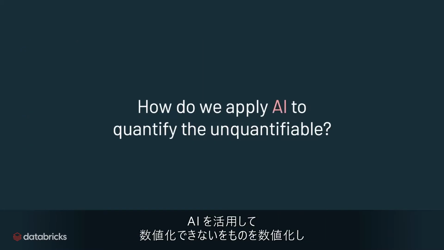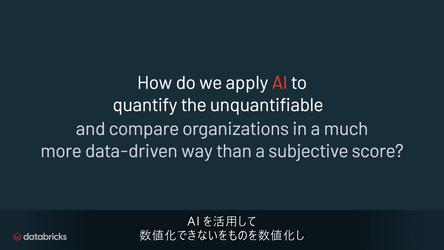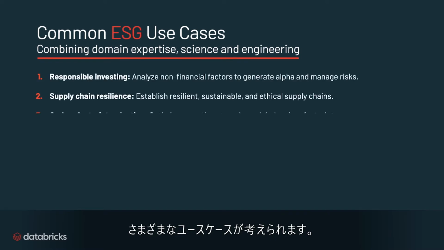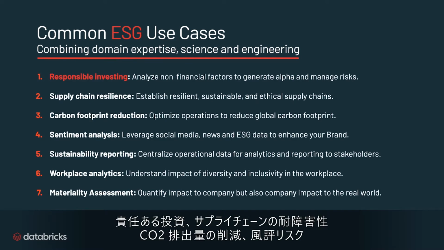So, how do we apply AI to quantify the unquantifiable and compare organizations in a much more data-driven way than a subjective score? In a way that feeds into many different use cases down the line, from responsible investing to supply chain resilience, carbon footprint reduction, and even reputational risk.